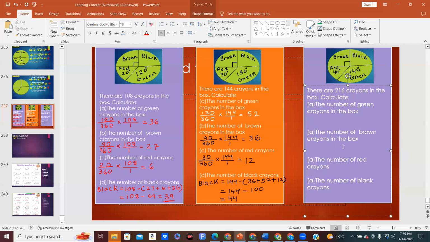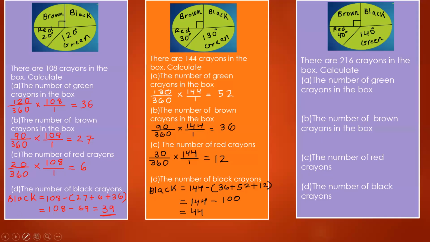Okay, there are 216 crayons in the box. For A, it's 140 over 360 times 216 over 1. You cross out the zeros from the 140 over 360. And then you have 14 over 36 times 216 over 1, which equals 3024 over 36. And when you divide that, it's equal to 84. So for A, your final answer is 84.